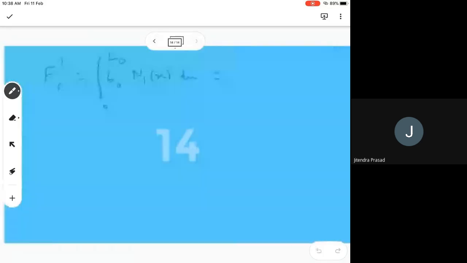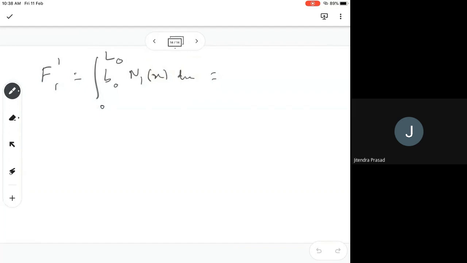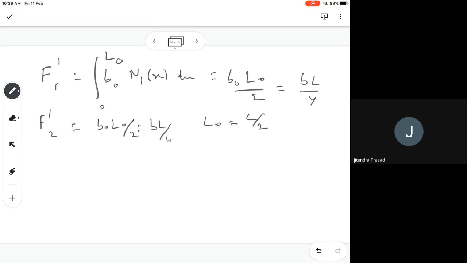This will be B naught, and finally, similar to the earlier case, it has a similar expression, everything. Instead of L, we have L naught, that's it. So we get B naught L naught over 2 simply. Similarly, F12 is equal to the same value, B naught L naught over 2, but L naught is equal to L over 2. So this will be B L over 4, and similarly this will be B L over 4.